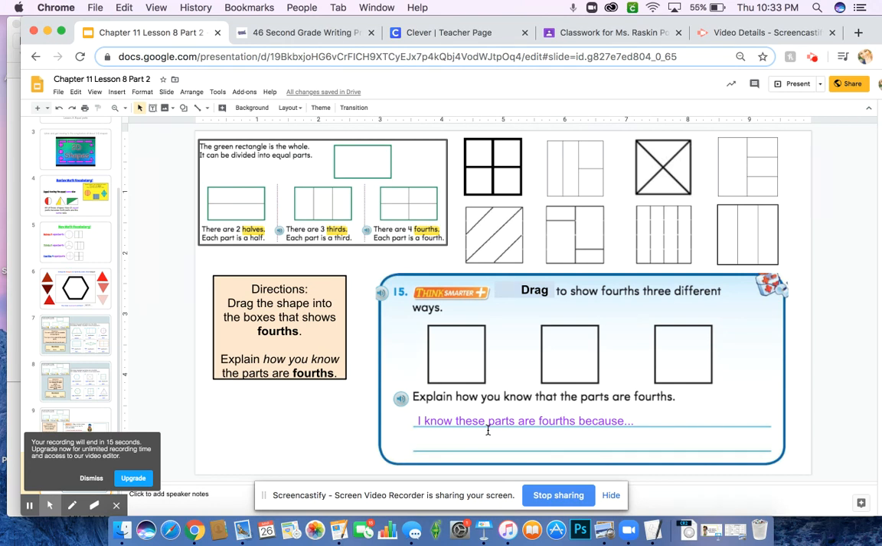Remember, in order to be a fourth, or a third, or a half, they have to be equal or the same size. All right, I hope you enjoyed this lesson.